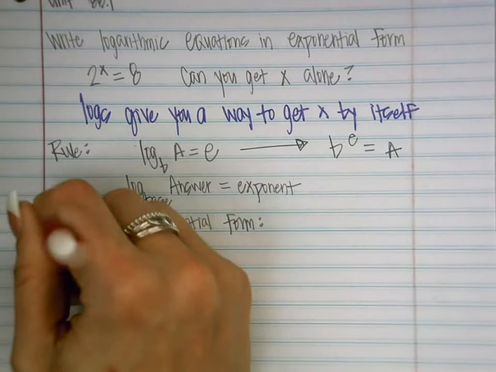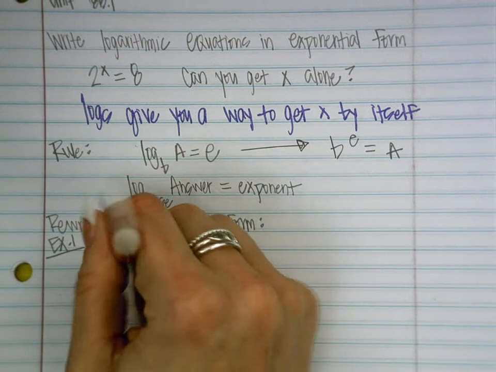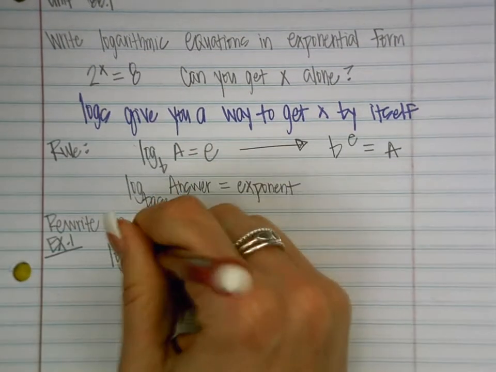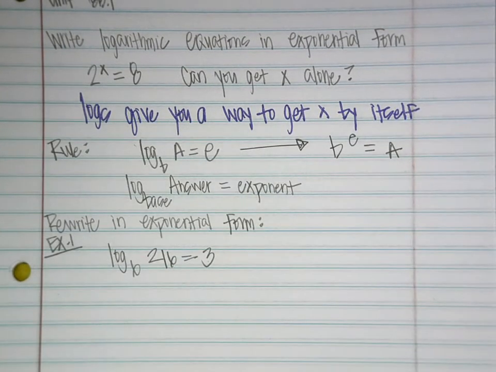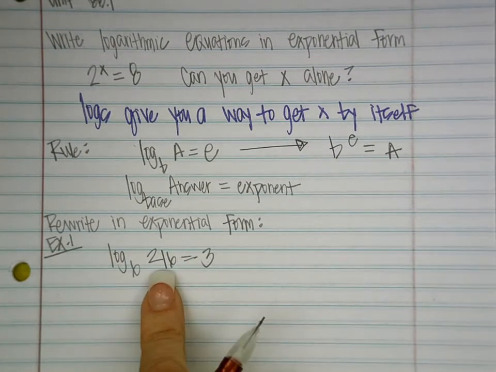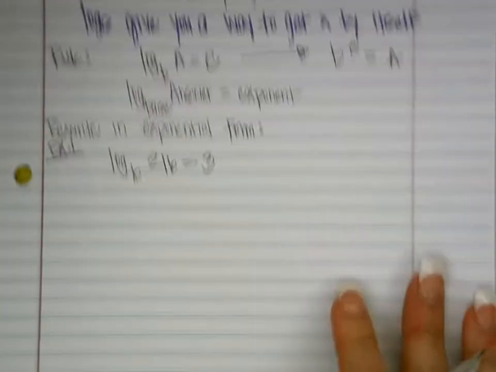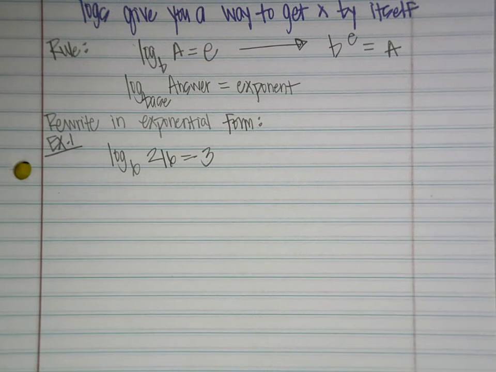Okay, and for example number 1, I'm going to give you log base 6, so subscript 6, of 216 equals 3. Log base 6 of 216 equals 3. We'll start by just getting that done, and then I'm going to explain to you what we're doing today.